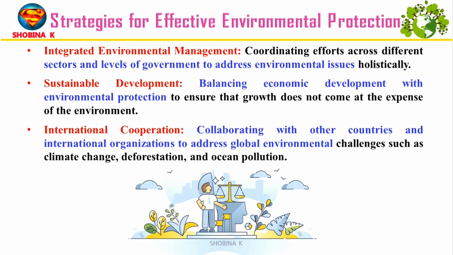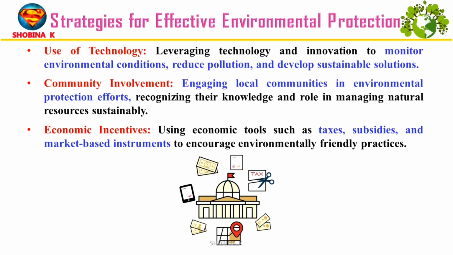Integrated environmental management: work together across different sectors and governments to address environmental issues. Sustainable development: balance economic growth with environmental protection. International cooperation: collaborate with other countries and organizations to address global environmental changes. Next, use of technology. Technology plays a vital role in environmental protection by enabling better monitoring, analysis, and management of natural resources. Community involvement: involve local communities in environmental protection efforts. Economic incentives: use economic tools such as taxes, subsidies, and market-based instruments to encourage adoption of environmentally friendly practices.